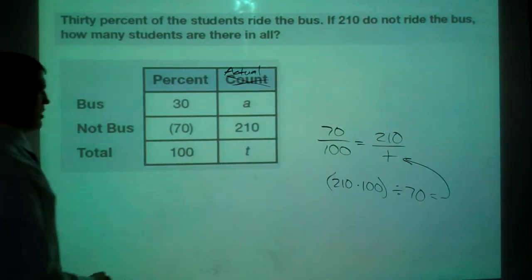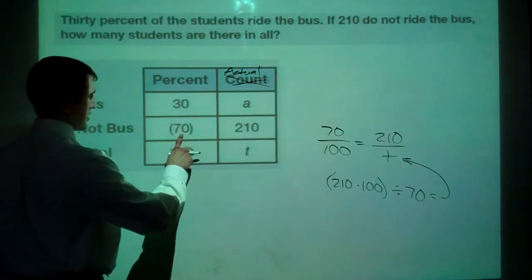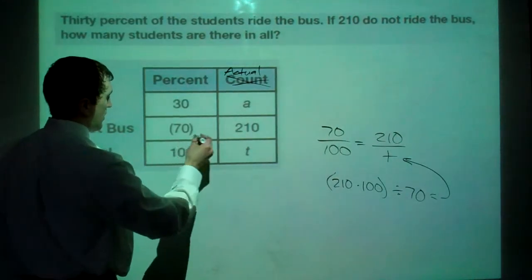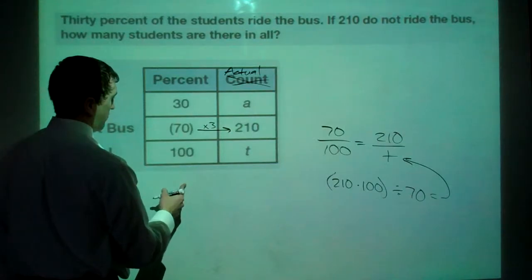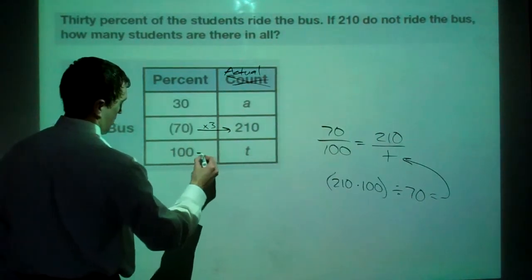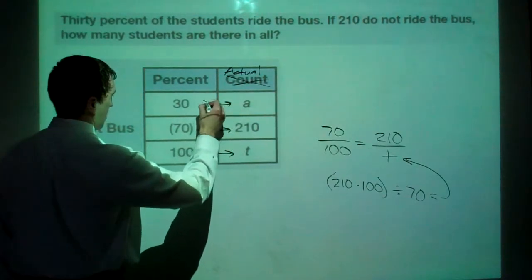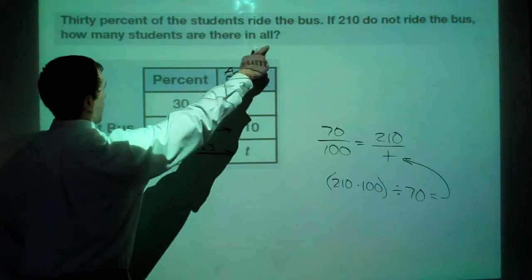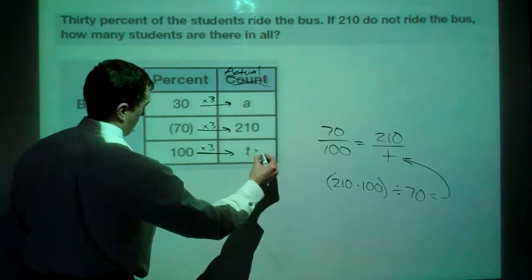What I'm going to do is they give us some easy numbers to work with, and I know that 70 times 3, because 7 times 3 gives me 21, so 70 times 3 gives me 210, which means the rule is times 3 for all of these. Alright, so to get my total right away, it says how many are there in all, so we want the total. 100 times 3, this should equal 300.